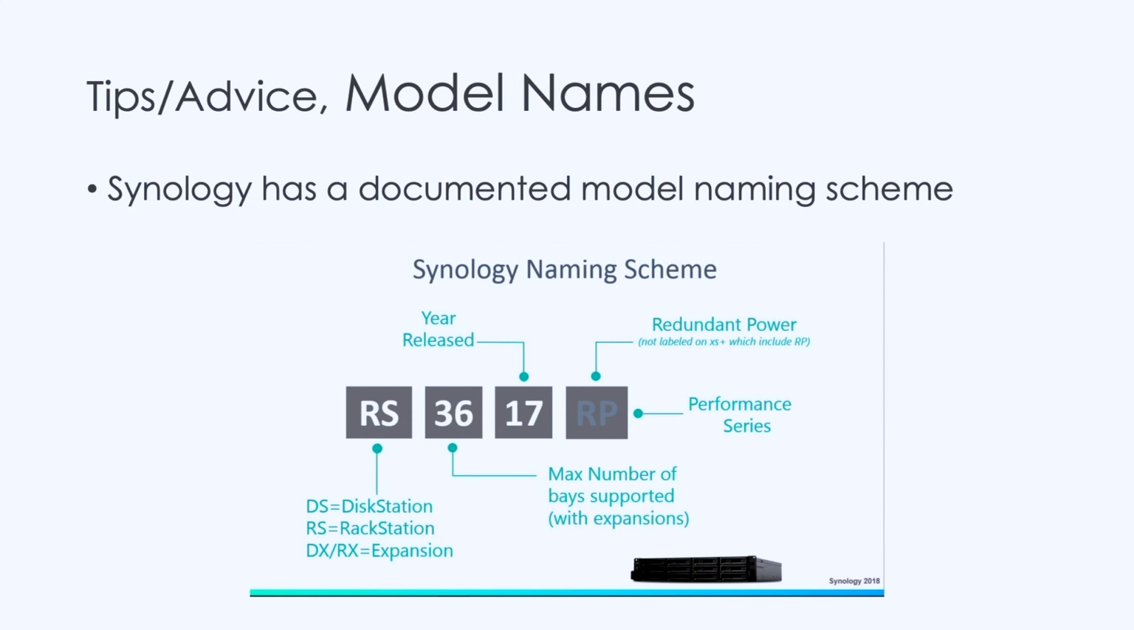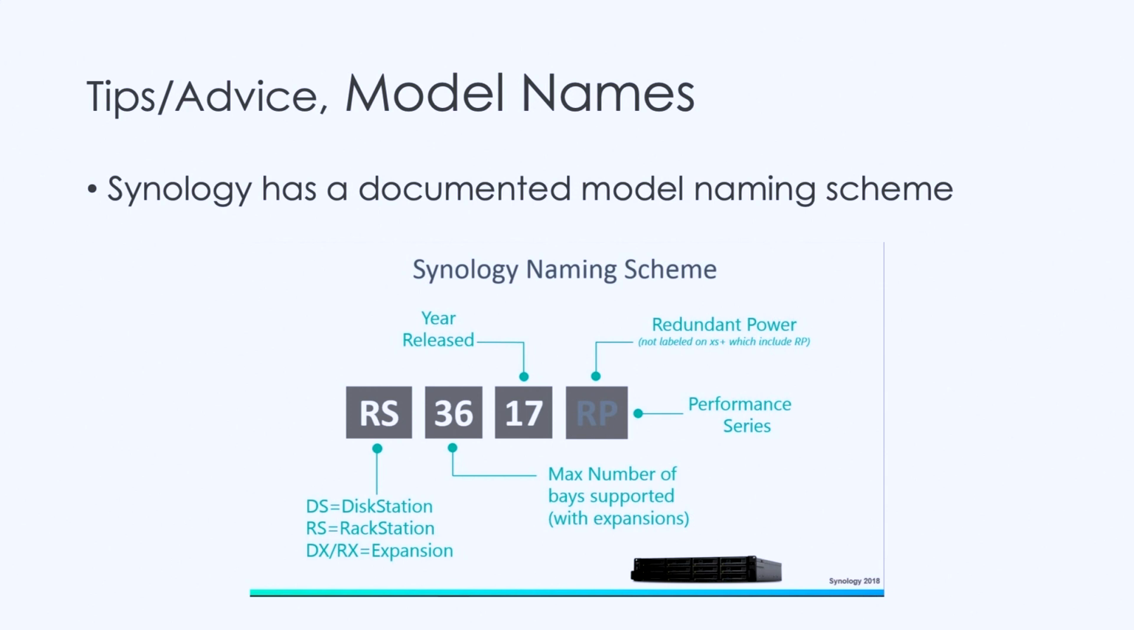The next is going to be an S or an X. The S is going to be that primary base unit with all those computery bits. The X is going to be expansion unit. So if you're looking for more drive space, you're hopping down to those X's, make sure they're compatible. The next two are going to be numbers. It could be 1 to 3 numbers, depending on how many disks are supported, because that's what it is. So in this case, this is going to support up to 36 drives.